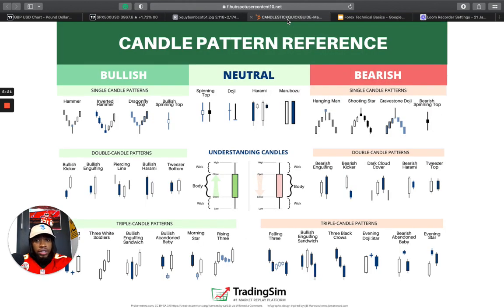Now let's take a look at some candlestick patterns, right? When I'm talking about candlesticks, this is what I'm talking about. What is the actual candlestick telling us? And you see we have single candlestick, double candlestick, and triple candlestick patterns, and each of these tell us different things. We see all these bullish, and there are countless more. It doesn't end here.